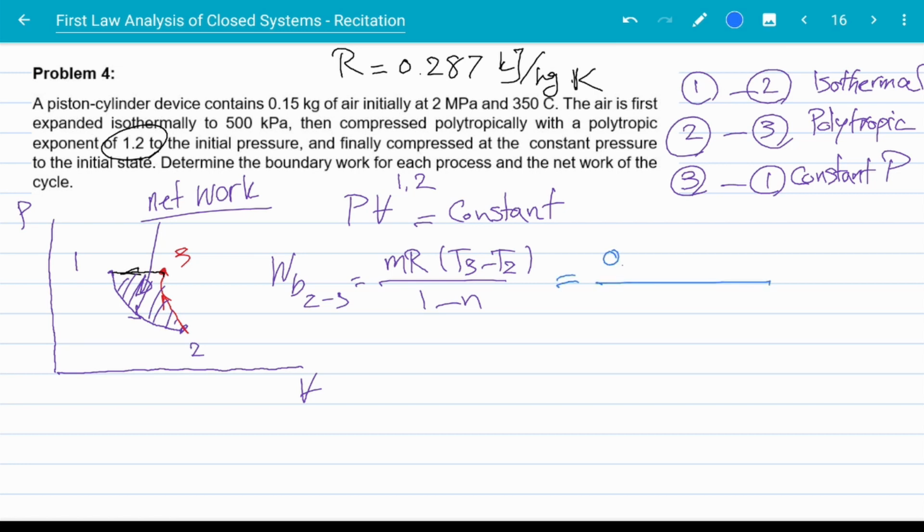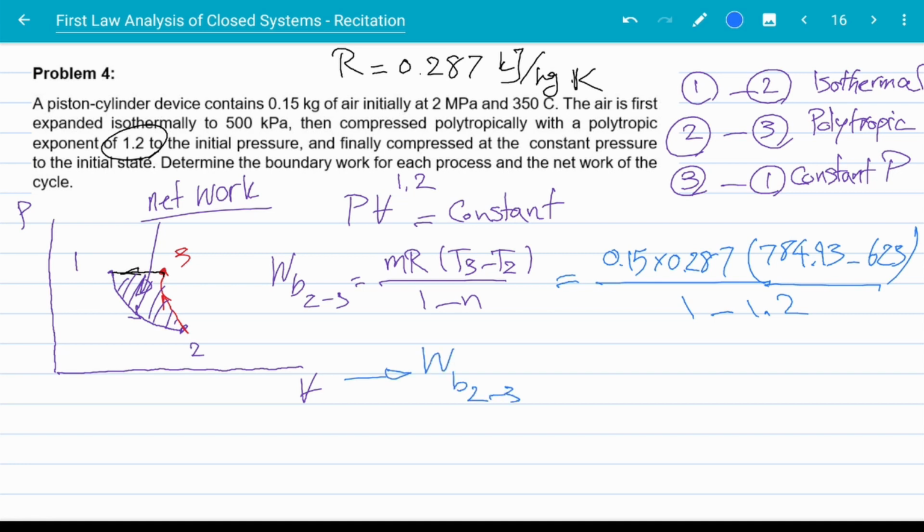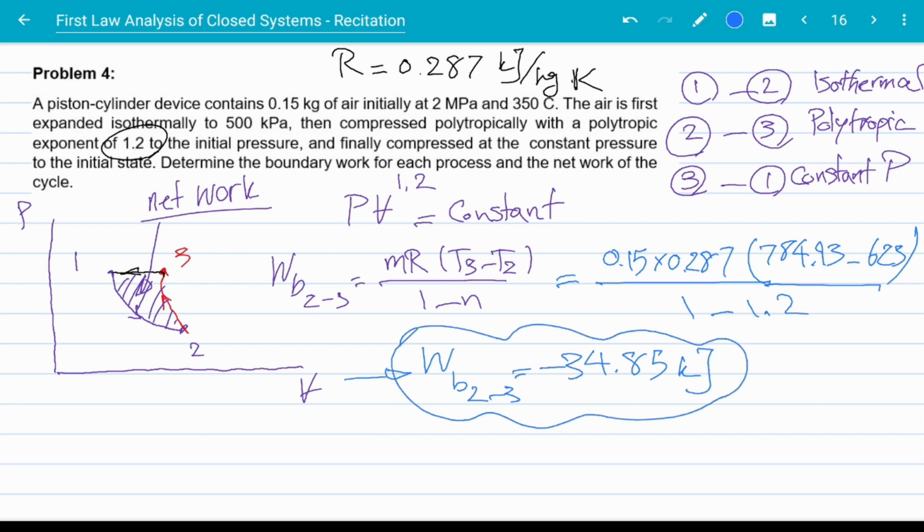The mass is 15.15 kilograms. R is 0.287. Temperature 3 minus temperature 2 is 784.93 minus 623 over 1 minus n, which is 1 minus 1.2. You do the math, we get that the boundary work from 2 to 3 is minus 34.85 kilojoules. Now a minus sign shows compression. And as you can see, 2 to 3 is a compression, so we're good on the sign at least.